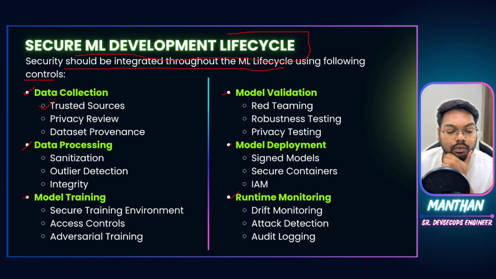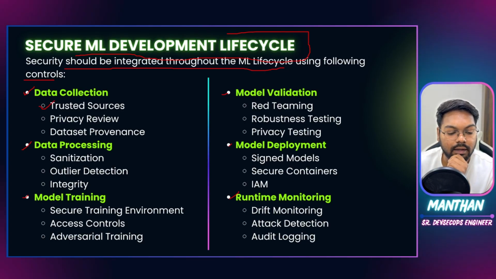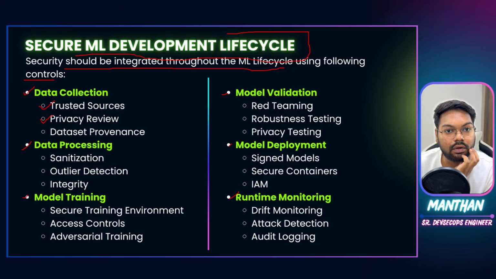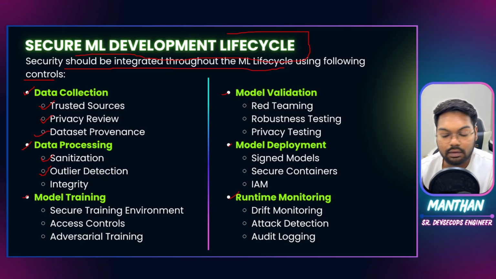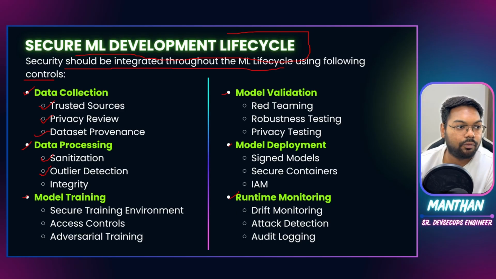First of all, in data collection, we would use trusted sources of data. We would review privacy for each dataset that we have, and then we would keep a history of the dataset. Then in data processing, we would sanitize the data first, remove personal information, and remove outliers. We can also detect if someone has introduced something into the dataset that is not meant to be there, so this can be addressed in the data processing phase. Then integrity of data should be there. Whether the data is correct or misrepresented is what we need to find out using integrity checks.